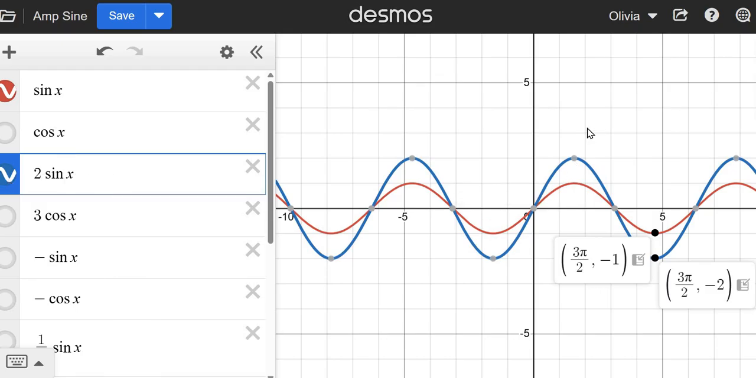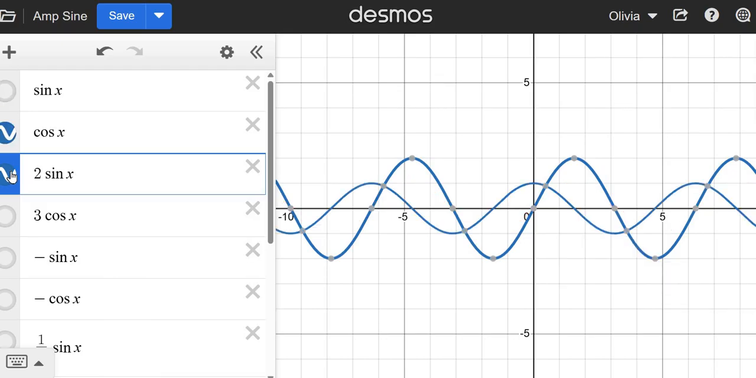So notice that this has been stretched away from our x-axis. So it's become taller. I haven't changed any of my x values. So all of my x stuff still stays the same. But I have changed the distance that we are away from our x-axis. And again, remember we called that the amplitude. So that value in front is going to affect the amplitude, or basically how tall and how low our graph goes. This is going to work similarly with our cosine graph.